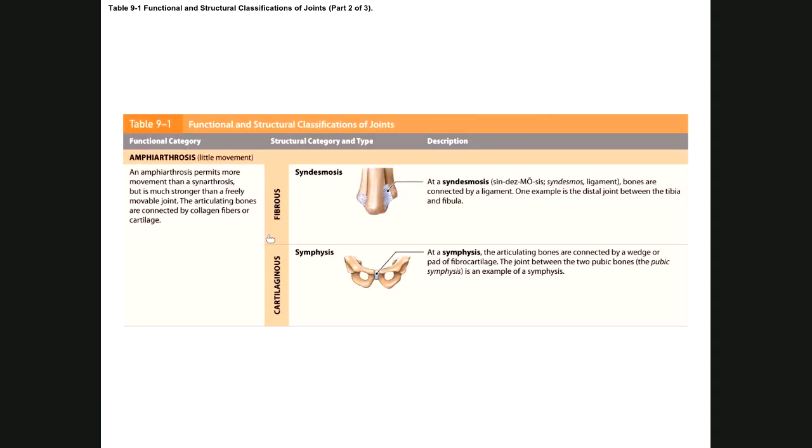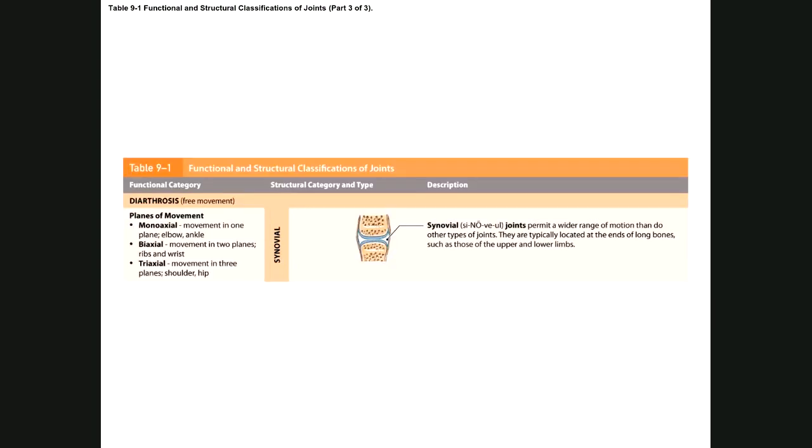All right. Amphiarthrosis, slightly movable. This one, the pubic symphysis, is collagenous, which is basically made out of cartilage. And then your diarthrosis are your synovial joints. In other words, all the membranous synovial joints are diarthrosis. They're freely movable.